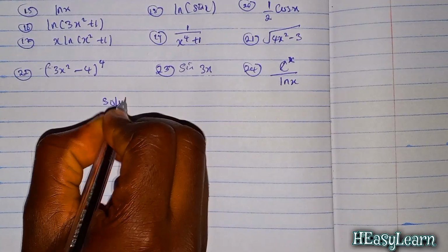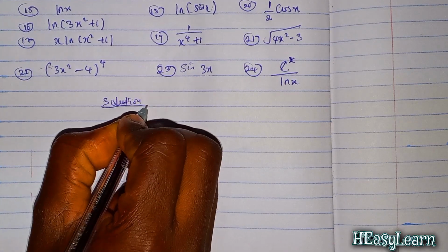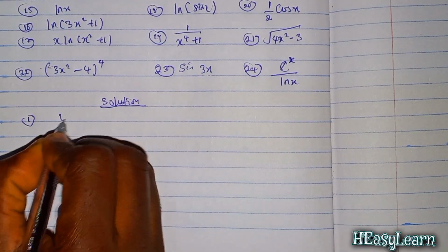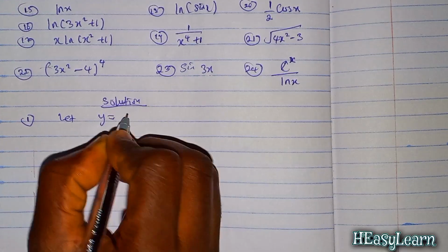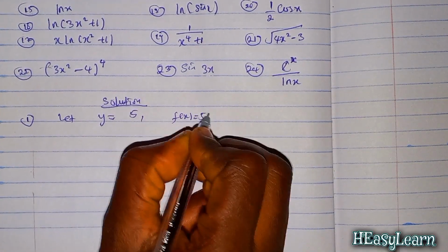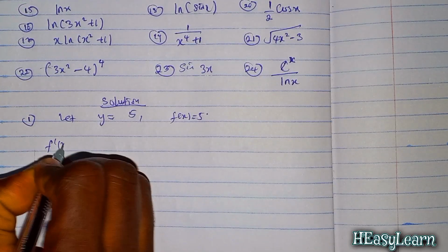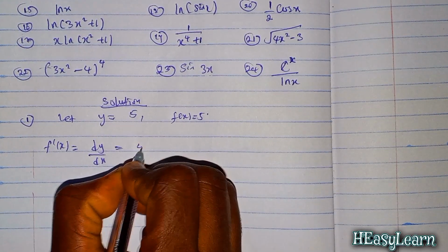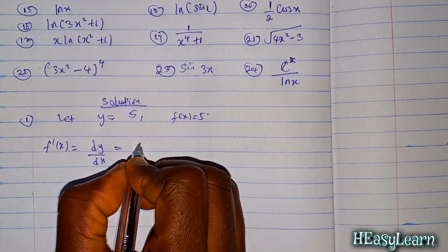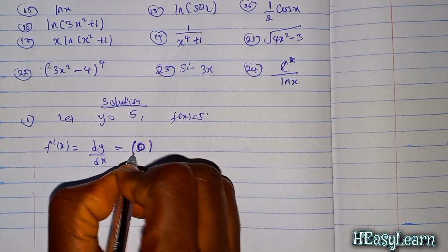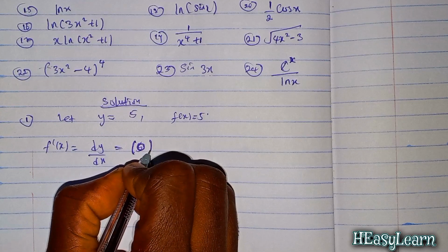To find dy/dx of each of the following without using first principle, let y equal 5, or f of x equals 5. f prime of x is the same thing as dy/dx. This is a constant function. Every constant function has derivative 0 by first principle.